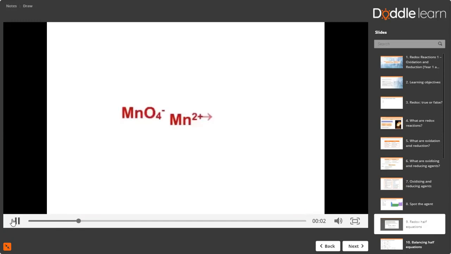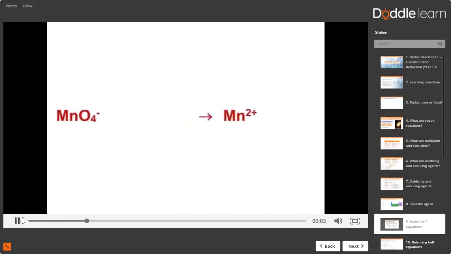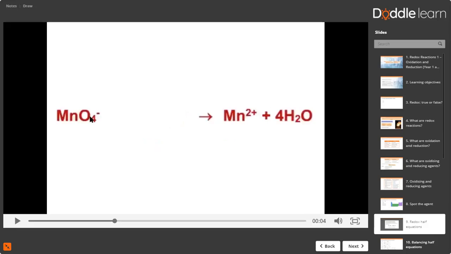We know it's that way around because we're talking about the reduction of this molecule. Because we're reducing, that molecule needs to be on the left, and this molecule at the bottom needs to be on the right. So we've got that sorted straight away. We said we're going to use water molecules to balance the oxygen atoms on both sides. We've got 4 oxygens over here, so we want 4 H2O on this side.